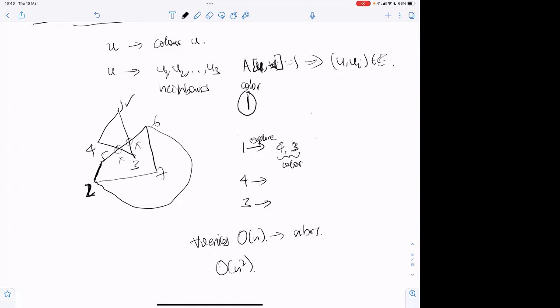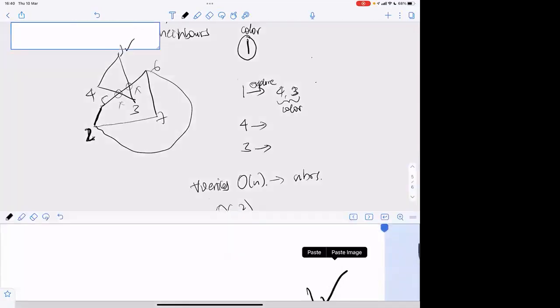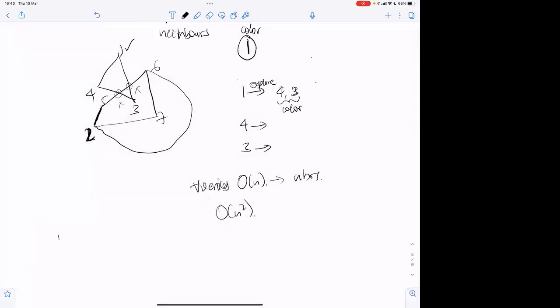Now this can be reduced if the graph is sparse, but we will talk about this next time. Next time we will basically cover breadth first search, a formal description of breadth first search. Correct? Now, any questions?